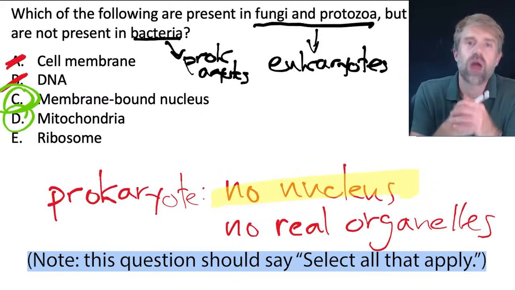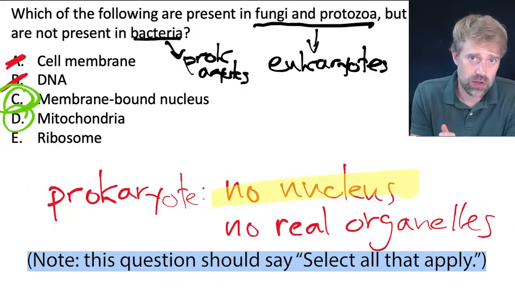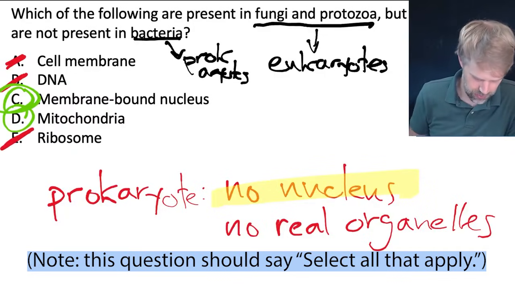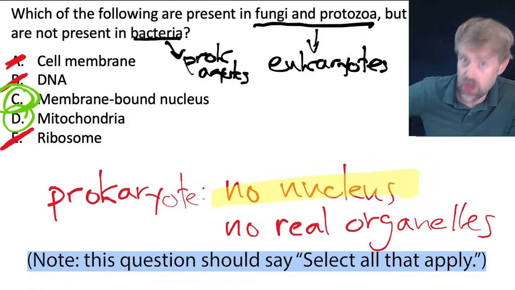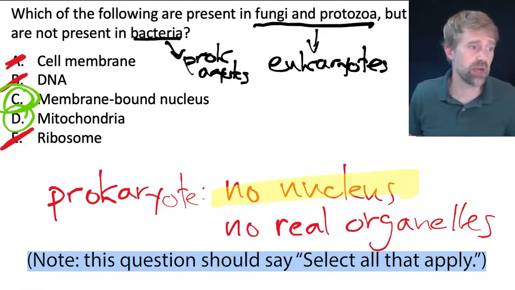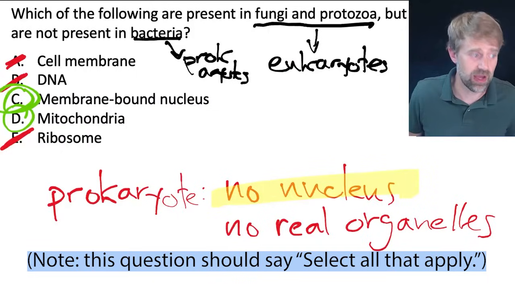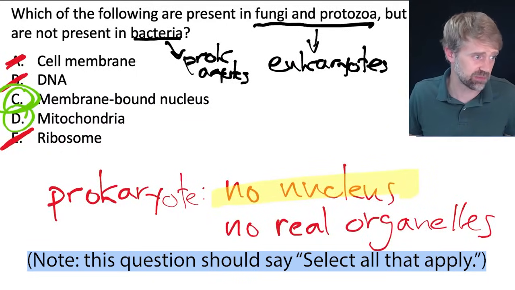Ribosomes. Ribosomes are used for making protein. Prokaryotes need to make protein. Eukaryotes need to make protein. All cells need to make protein. So ribosomes are not correct. The two main things that prokaryotes, bacteria, don't have: no nucleus, no real organelles. So they do not have a membrane-bound nucleus, and they do not have mitochondria. They do have a cell membrane, they do have DNA, and they do have ribosomes. Okay, so C and D.